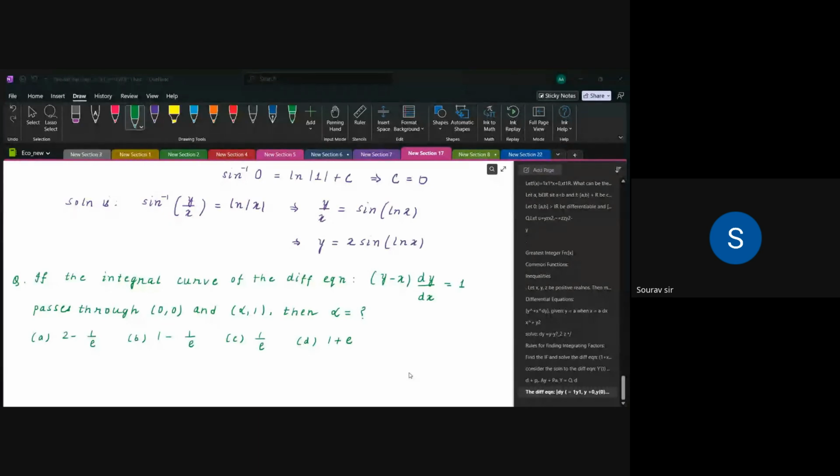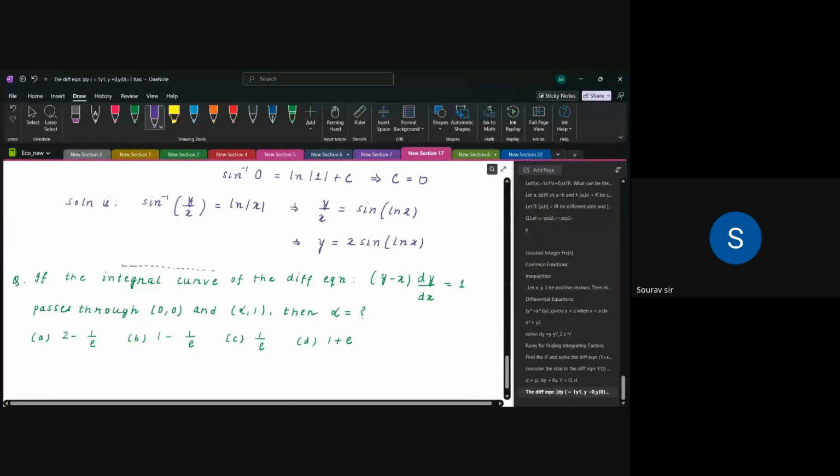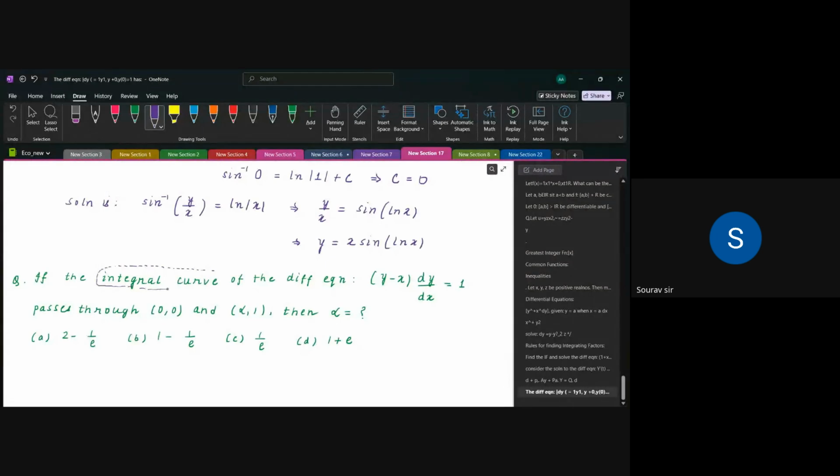Now, before proceeding with this, can anyone tell me what this term might mean? Integral curve. Anyone? Exactly. So basically, what they're trying to tell you is that the integral curve is the solution of the differential equation, because you need to integrate to get to the solution. So what they are saying is that the solution of the differential equation passes through the points 0, 0 and alpha comma 1.